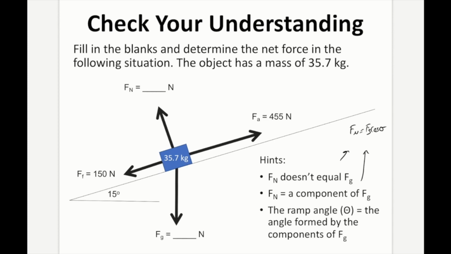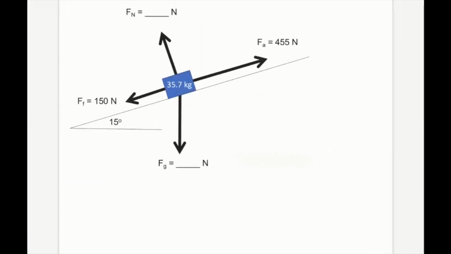Now to answer this question, it's going to be easier if we have a little bit more space. So here's the same question. What we're going to do is break our Fg into its components, find out all the forces acting, and then solve for the net force. So to find the components of Fg, we're going to break our Fg into its component parts. This one right here is going to be Fg cos theta. This one down here is going to be Fg sine theta, and theta is going to be right here. Theta is going to equal 15 degrees because the angle of the ramp is 15 degrees.